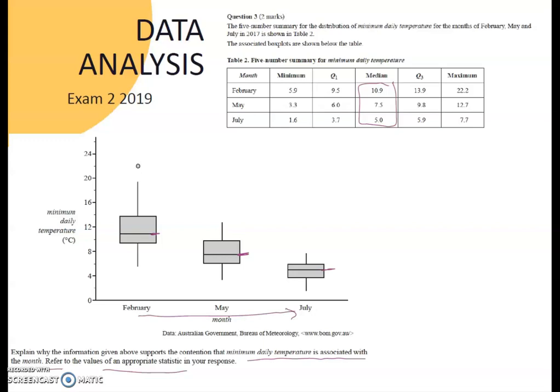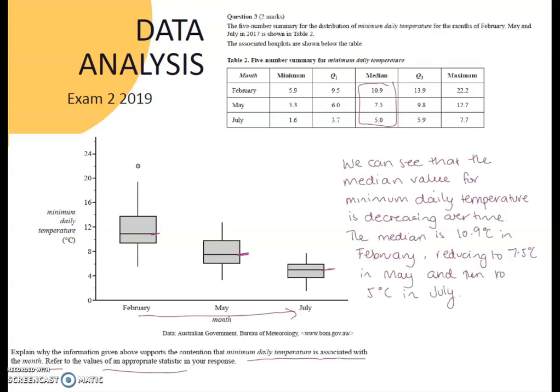And so what we would be looking for you to identify is that the median is decreasing. So the median daily temperature is decreasing as the months change throughout 2017. And then we would want you to back that up by saying, as can be seen by a median of 10.9 in February, reducing to 7.5 in May, and finally to 5 in July. So there's an example of an answer that you may give, making sure that you've done 2 very clear things.